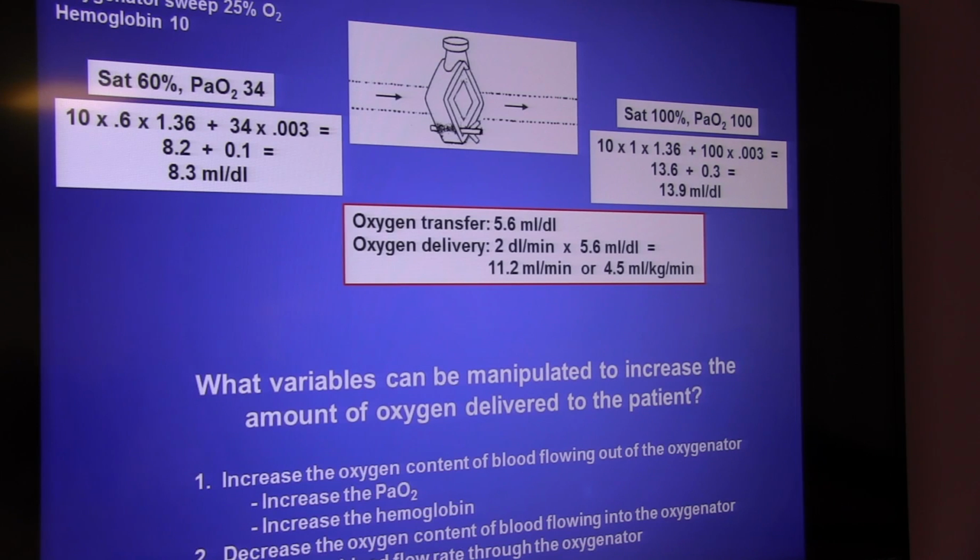So one thing we can do is increase the oxygen content of blood flowing out of the oxygenator. So we can either increase the PaO2 or we can increase the hemoglobin. Two, we can decrease the oxygen content of blood flowing into the oxygenator. Or three, we can increase the blood flow rate through the oxygenator. And I'll show you how each of these are different.